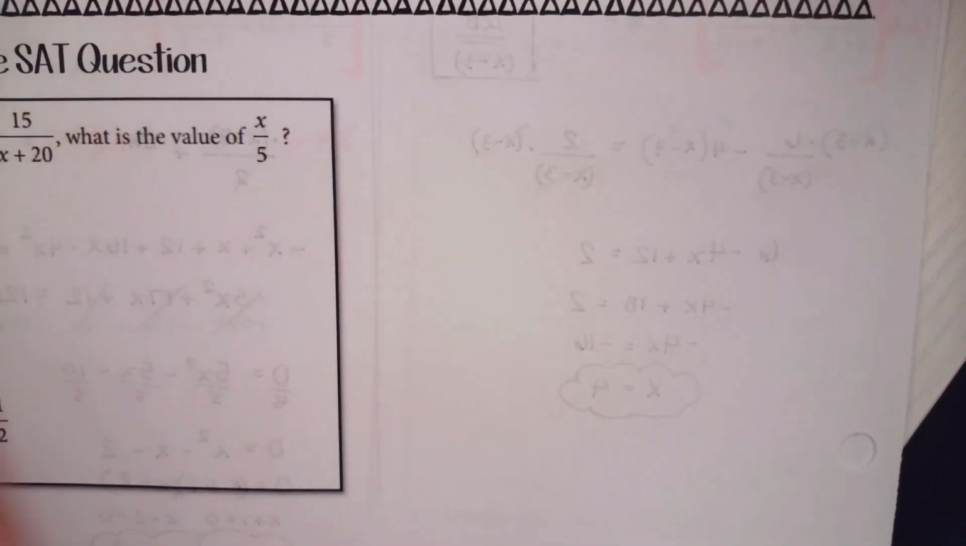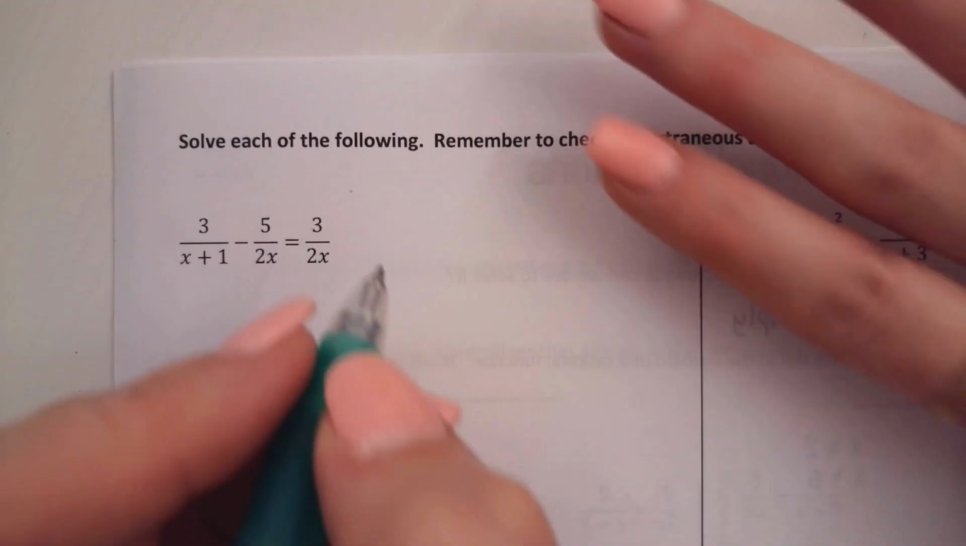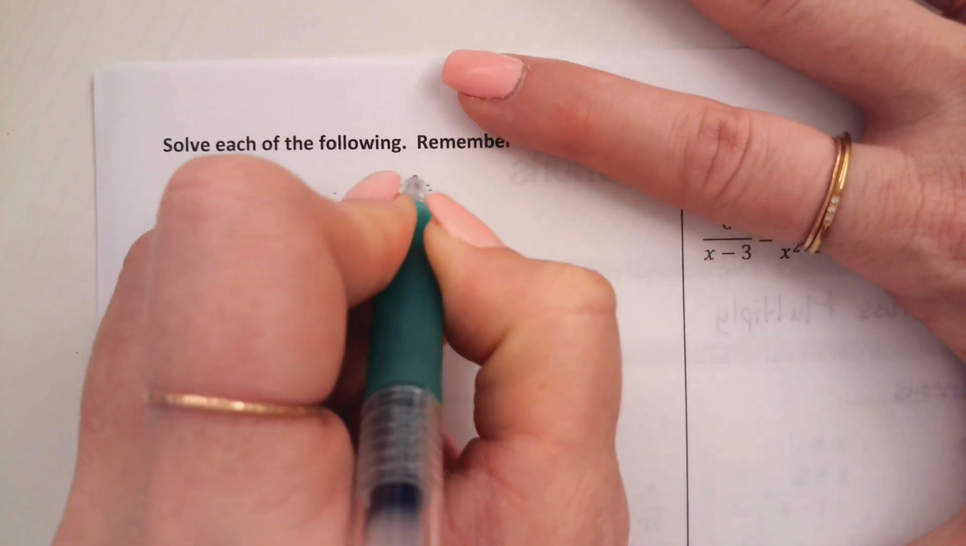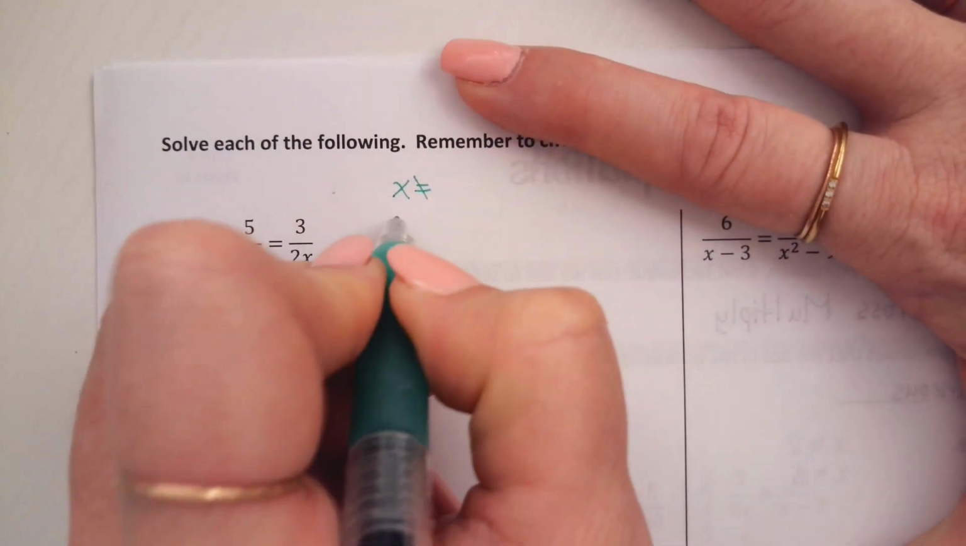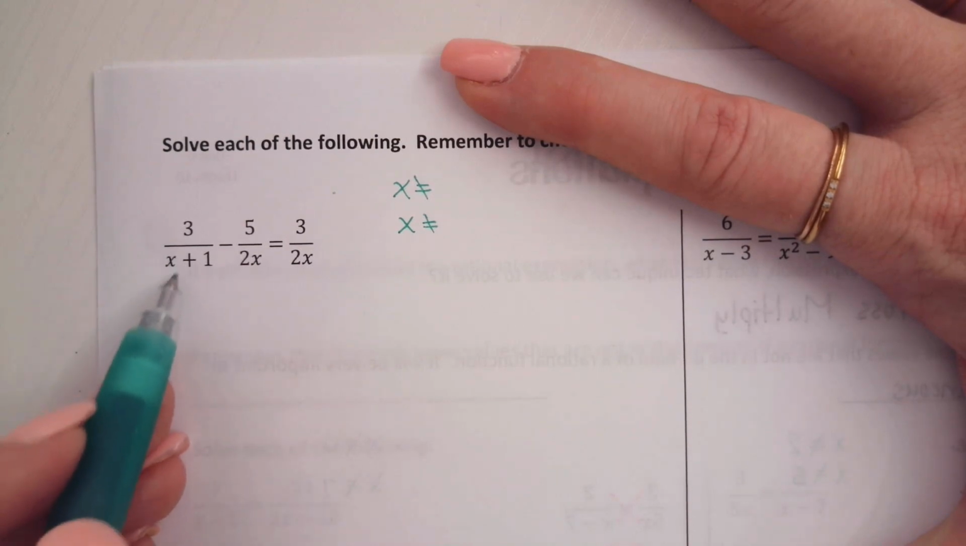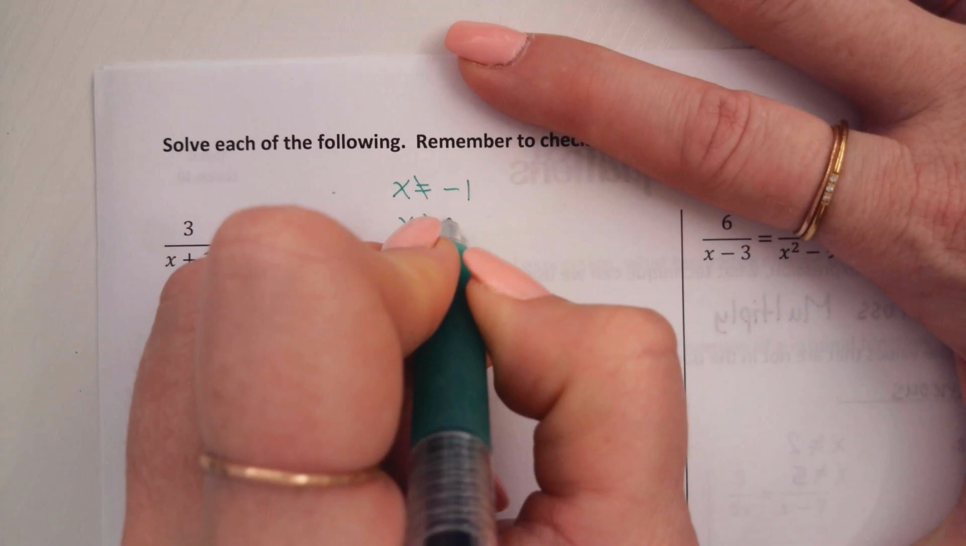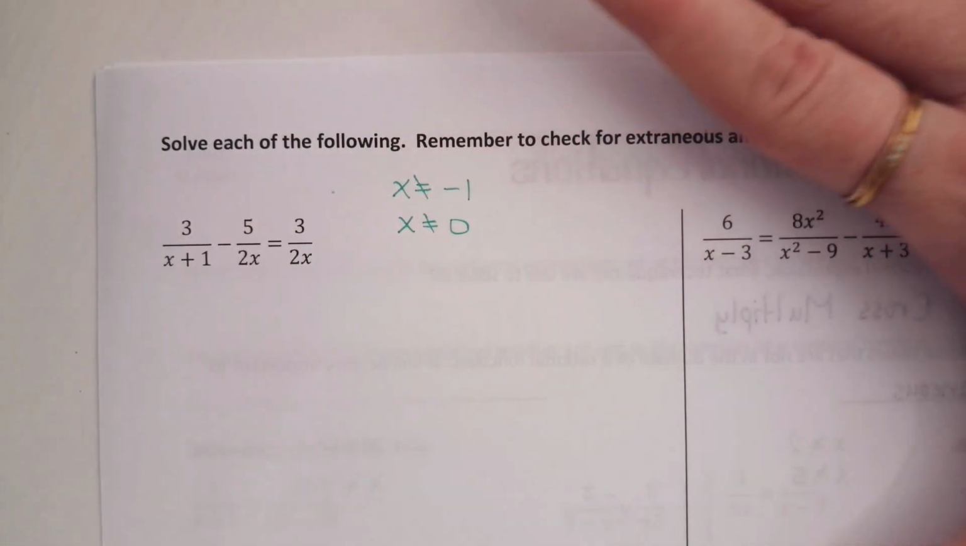All right, let's look at the back. Again, we're solving. We're checking for extraneous. I'm going to start by listing out the numbers that my denominator can't be. There's 2 of them on this one. -1. -1 would make this denominator a 0. And what else? A 0. 0 would make both of these, right?